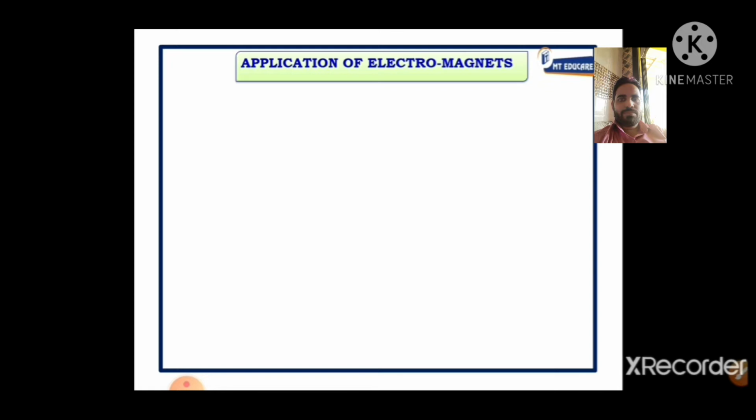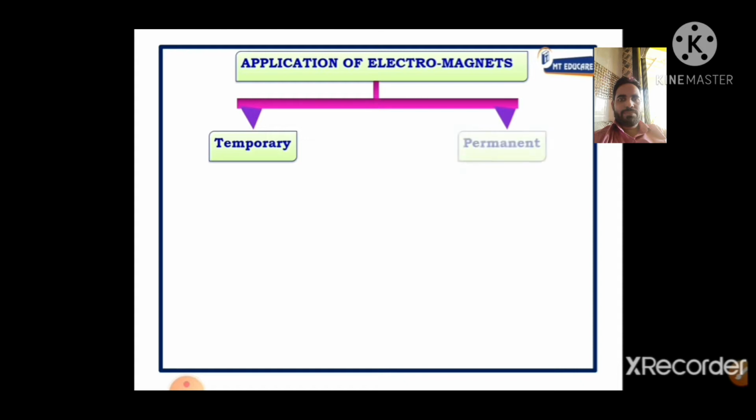Before starting that, first we'll understand the application of electromagnet, because in the last lecture we discussed the electromagnet. What is an electromagnet? Electro means electricity, magnet means magnetism. Because of electric current, the wire behaves like a magnet. This property is called electromagnet, and this was discovered by Hans Christian Ørsted, right? Now there are two types of magnet: temporary magnet and permanent magnet.